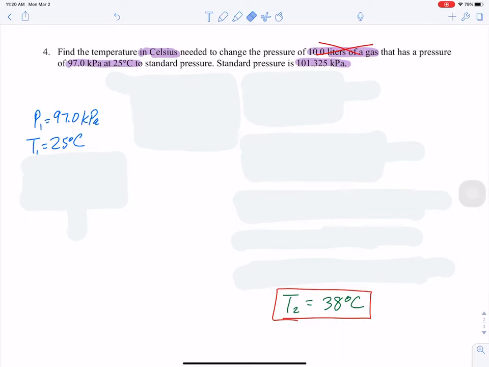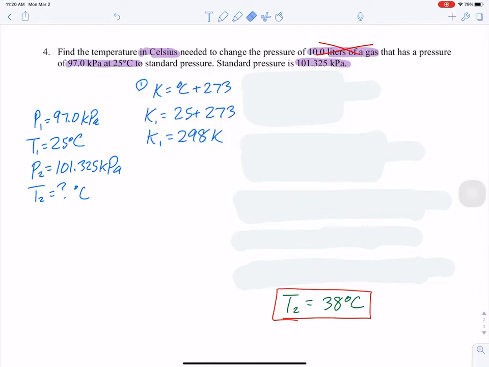And then we want to find the temperature in Celsius needed to change the pressure from, right, if it gets to this standard pressure of 101.325. So we know that we are looking for the temperature when our pressure goes from 97 to 101.325. Right, if it's starting out at 25 degrees Celsius. So we've got to convert. So we convert that to Kelvin.